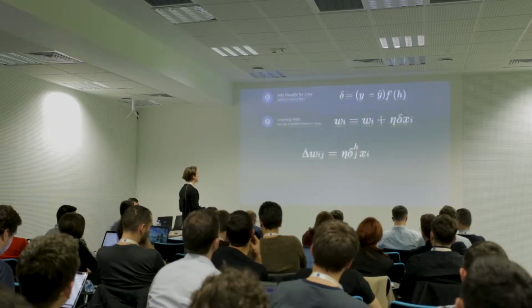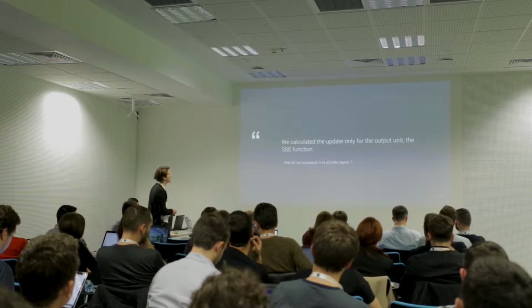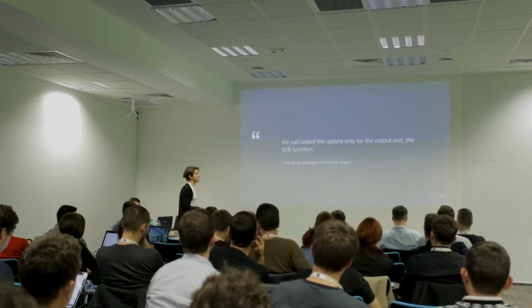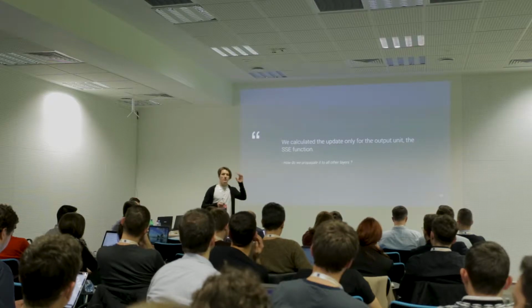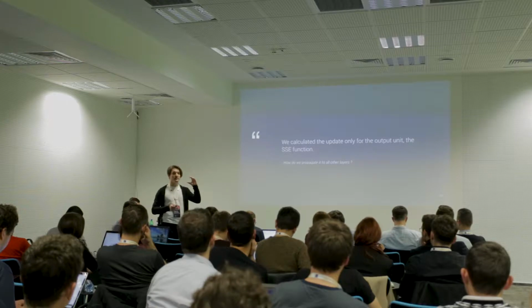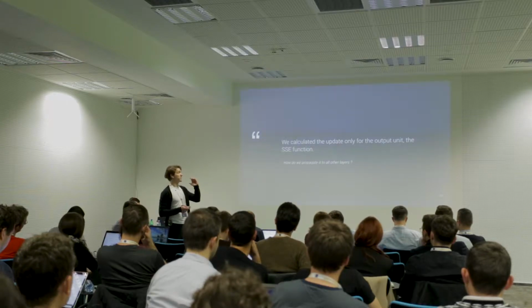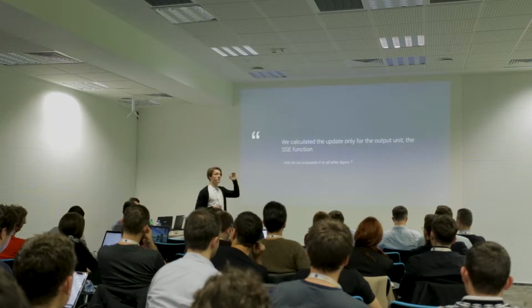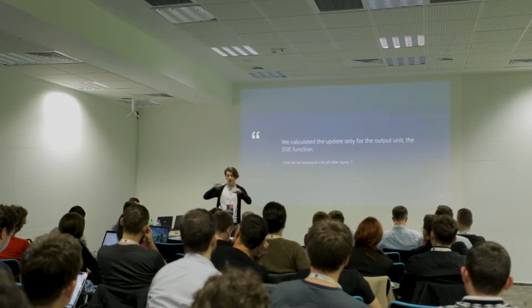So now, an important part is that we calculated the update step in the previous slides only for the output unit. We saw the sum of the squared errors only, and we saw how to calculate the gradient only for the sum of the squared errors. But as we saw previously, a neural network is built with multiple units and multiple layers. So you have all of them.